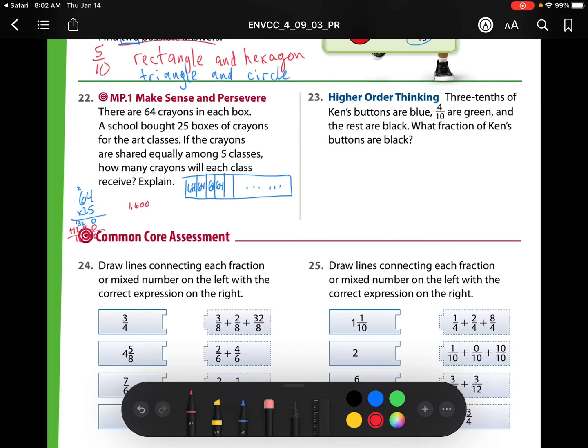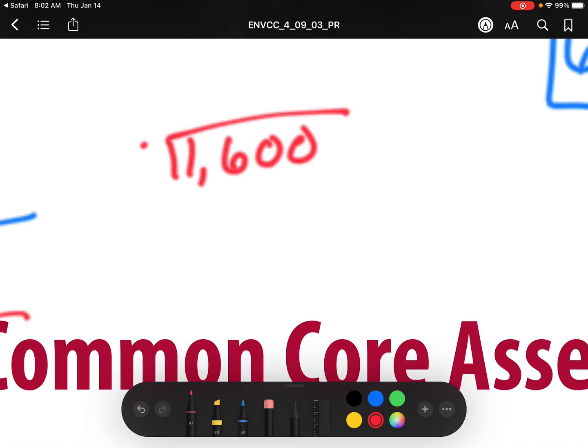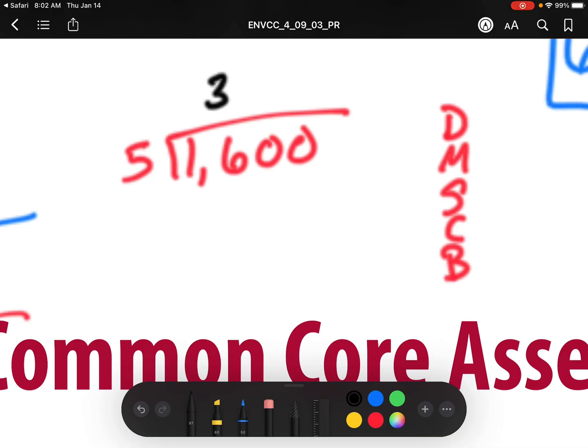But wait, that's not all, because remember it says we're sharing them equally. So we have to divide them between 5 classes. So let's zoom on in. Remember our steps. So 5 goes into 16 3 times. Multiply, 3 times 5 is 15. Subtract, and I get 1. 1 is less than 5, so I'm good to keep going.